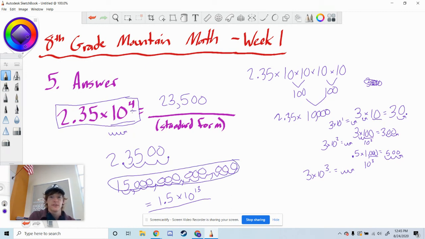So with this one, to the 4th power, we move our decimal point 4 times to the right. We get 23,500.